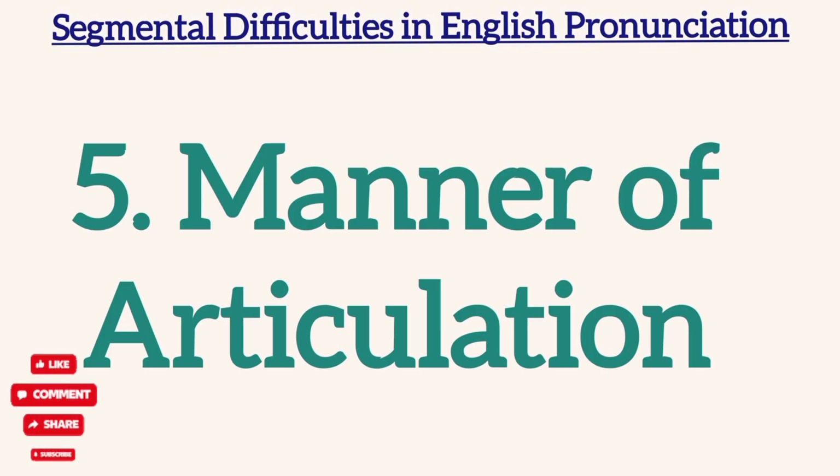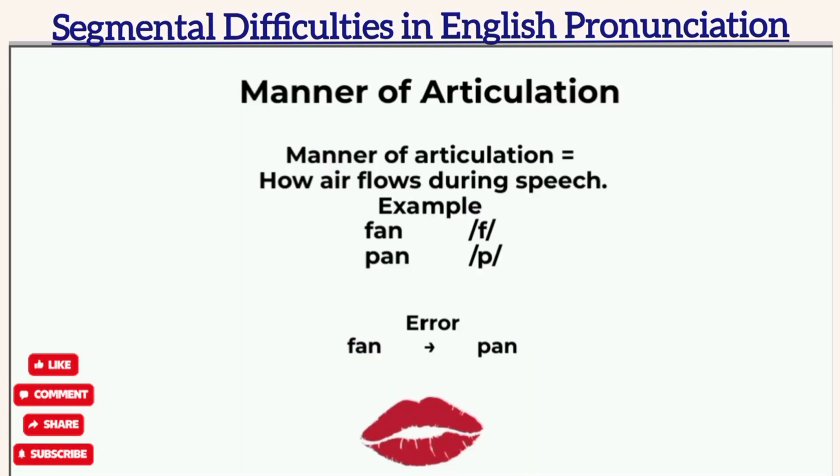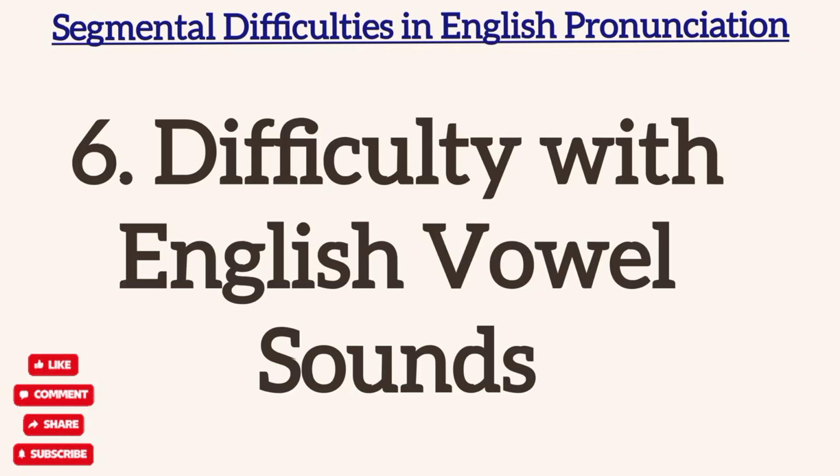5. Manner of articulation. The manner of articulation refers to how air flows through the mouth when producing a sound. For example, the sound P is a plosive sound. The airflow stops briefly and then releases. The sound F, on the other hand, is a fricative sound. The air flows continuously through a narrow opening. Because of this difference, learners sometimes pronounce fan as pan.